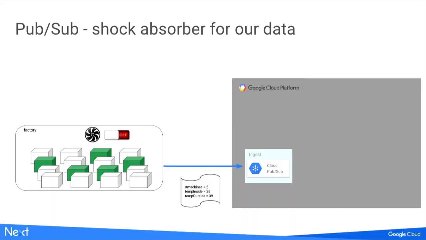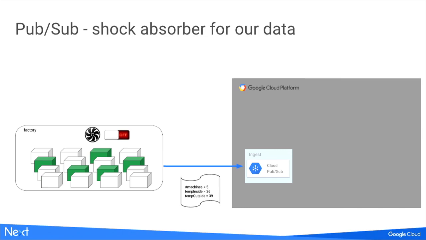Okay, so let's think about the components that I'm going to use. First of all, I want to use the Google Cloud Pub/Sub API. It's a fully managed publish and subscribe API. It meets the requirements because it's global, so I can have many factories all sending messages to the API.